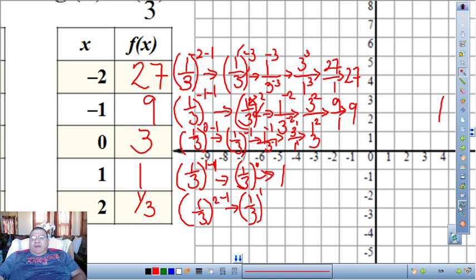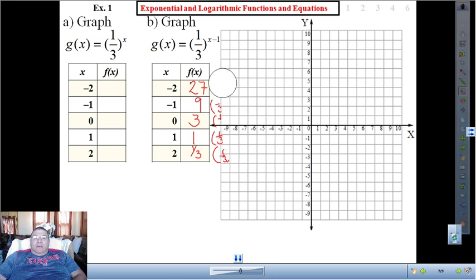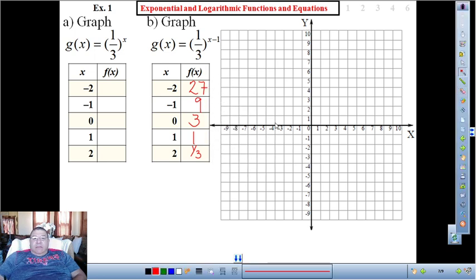So let's graph that. Let me zoom out. All right, so we got negative 2, 27, which doesn't fit. Negative 1, 9. 0, 3. 1, 1. 2, 1/3. And it continues going. And what do you guys notice? The horizontal asymptote doesn't have one, so once again it's going through here.